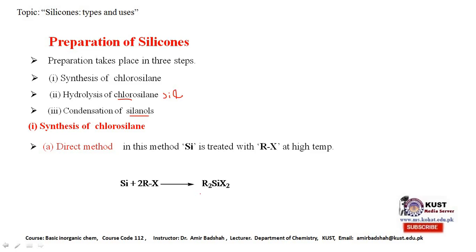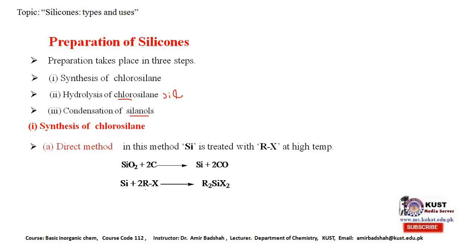So silicon is obtained from silica by reaction with carbon, where silicon dioxide reacts with carbon in the form of coke, and the silicon dioxide is converted to silicon, and then oxygen is taken by carbon and converted into carbon monoxide. And then this silicon which is obtained is treated with alkyl halide to form dichlorodialkyl silanes.